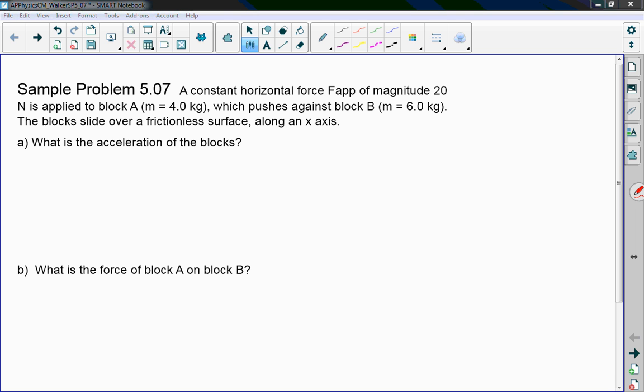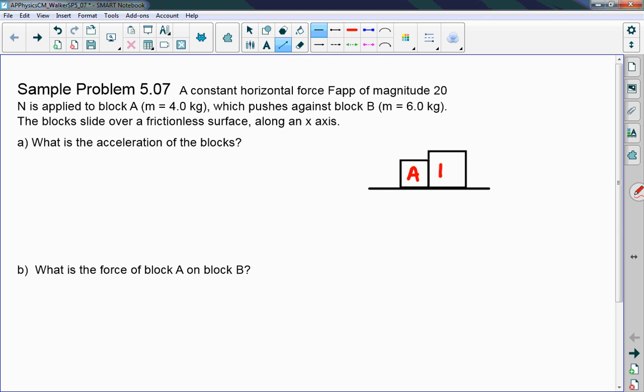So let me pause here and make a picture to go with this. Here we have, let's say this is block A and this is B. When they talk about the applied force, that is coming and touching block A. But of course, that 20 newton force is going to affect the motion of B because they're going to move and accelerate together.